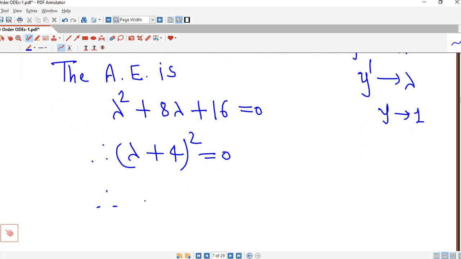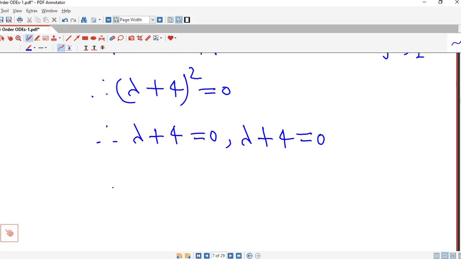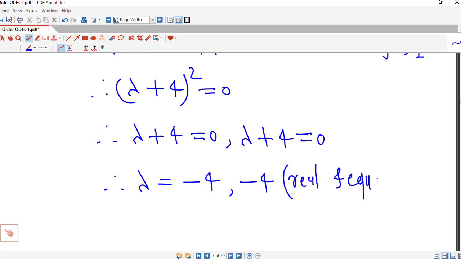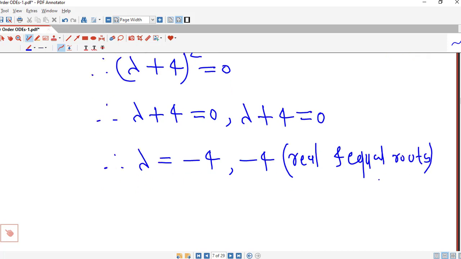So here we can see we have repeated or equal roots. This we can rewrite as lambda plus 4 into lambda plus 4 equal to 0. That means lambda plus 4 equal to 0 twice. That means lambda equal to minus 4 twice. So here roots are real but they are equal. So real and equal roots.